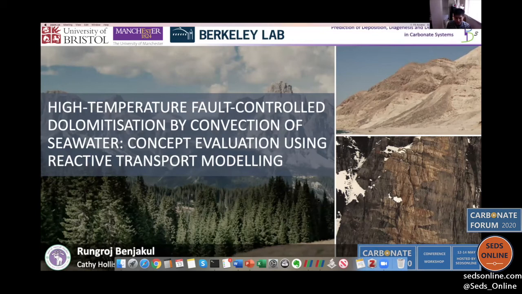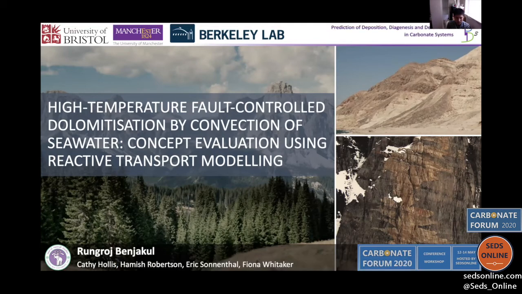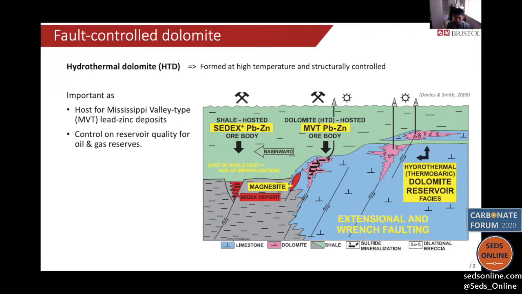In this talk, we are focusing on formation of fault-related high-temperature dolomites and evaluating the role of seawater as magnesium source. The hydrothermal dolomites form at high temperature and show strong structure control, forming along extensional or strike-slip faults. Here, we see the importance of hydrothermal dolomite within the wider context of low temperature sedimentary hydrothermal mineral association, both as a host for Mississippi Valley type sulfide deposits and often in association with dissolution and reservoirs for oil and gas.